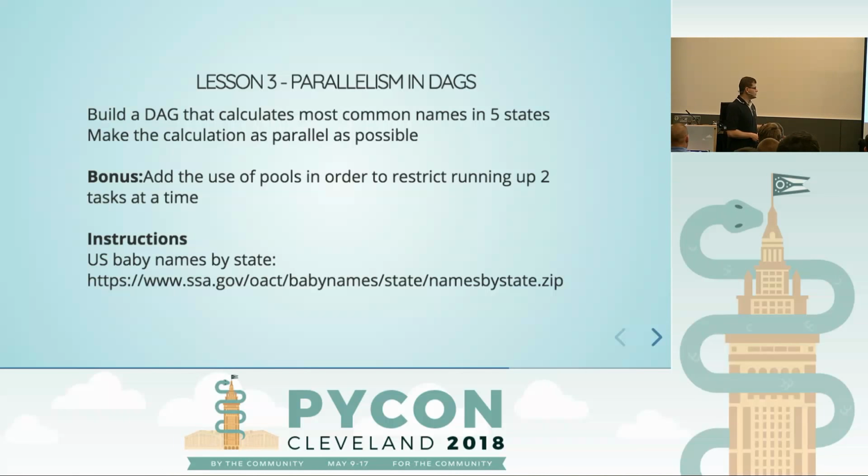So now what we want to do is construct a DAG that calculates in parallel as much as possible the most common name in each state. I would limit it to about 5 or 10 states and calculate all of those. So you would want the tasks for each state executing in parallel.